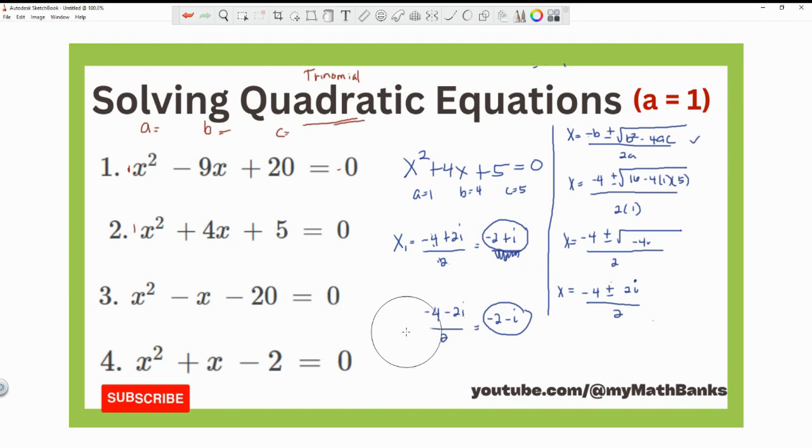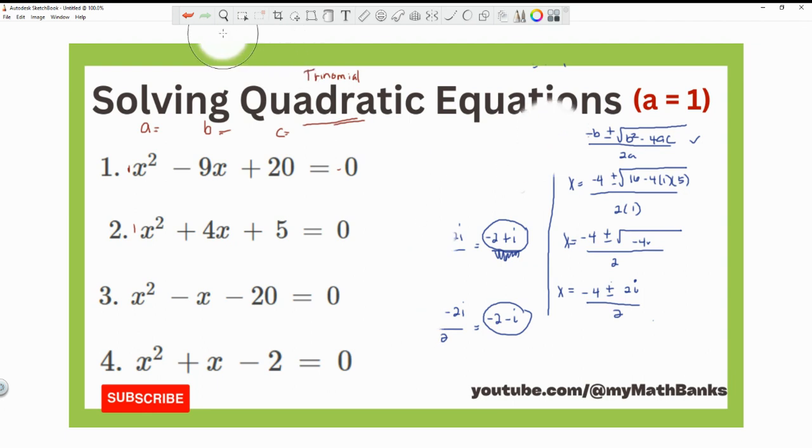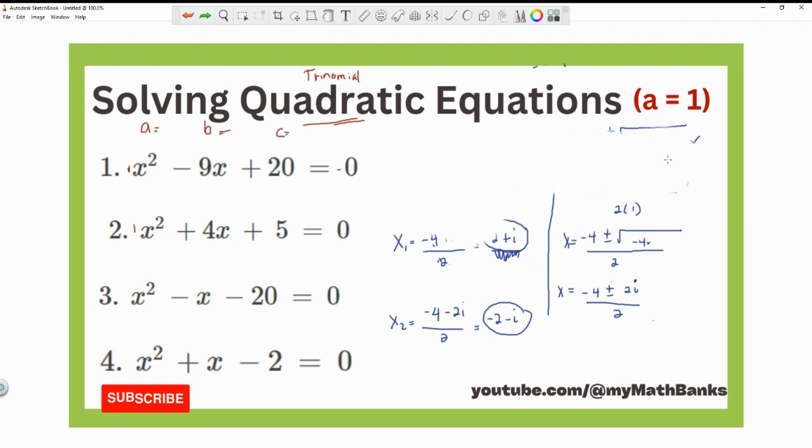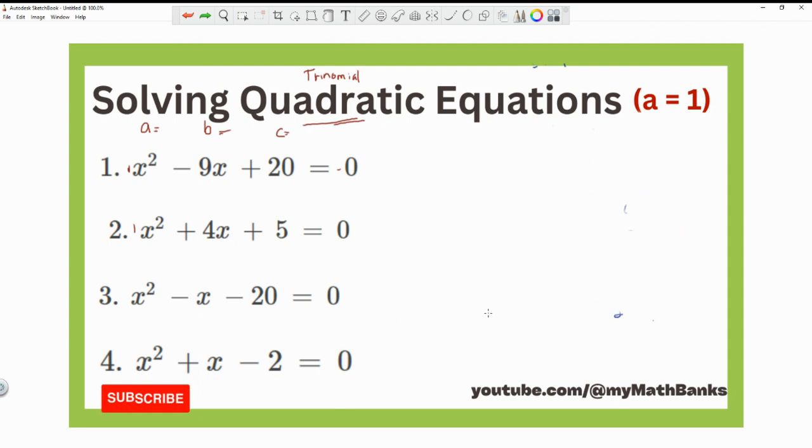Okay, now let's do the third one. All right, why don't you try the third one? See if you can solve it using our first method, the one with the big X, and we can compare our answers. All right, so I'm going to do number 3.